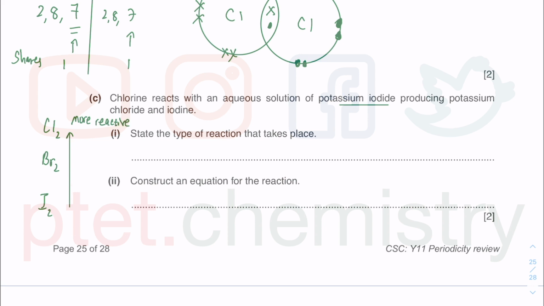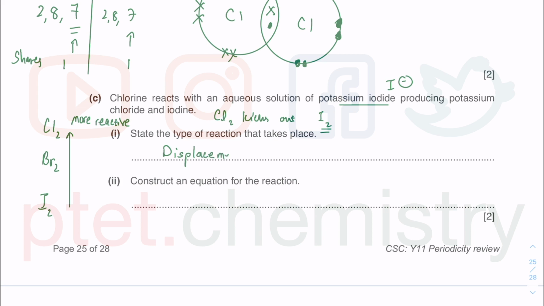So this one is chlorine kicks out iodine, because chlorine is above iodine. Chlorine is more reactive than iodine, and therefore chlorine can kick out iodine from iodide. Iodide is I minus and iodine is I2. So this type of reaction is what you call displacement.